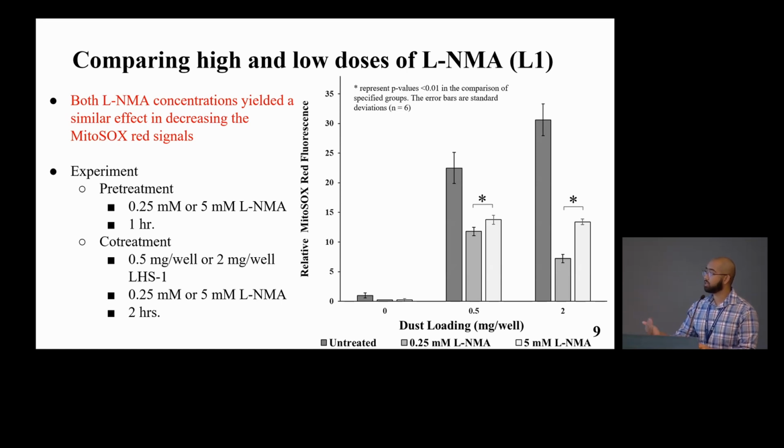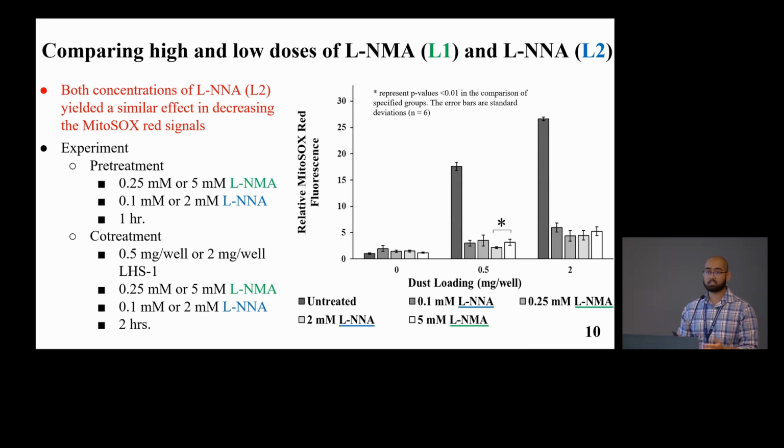So in this experiment, we did a pre-treatment with 2 different concentrations of L1 for 1 hour. Then we did a co-treatment with 0.5 milligrams and 2 milligrams of LHS-1. And what you notice is that even at the varying concentrations of L-NMA or L1, there was a significant decrease in the MitoSOX Red signals that were detected. And now moving forward, we also have to discuss L2.